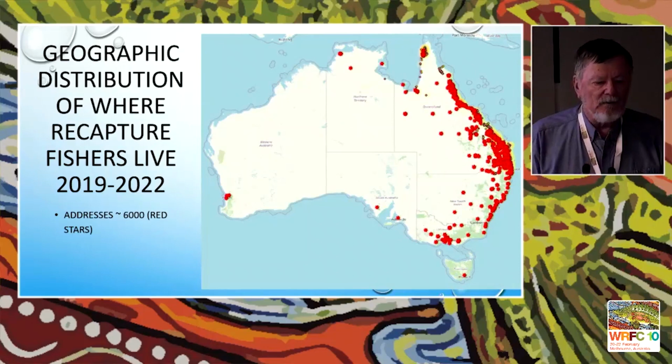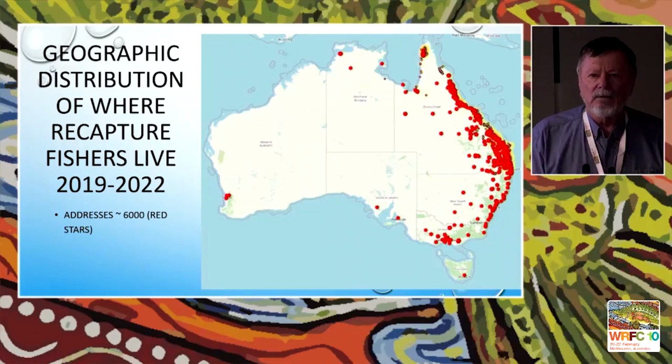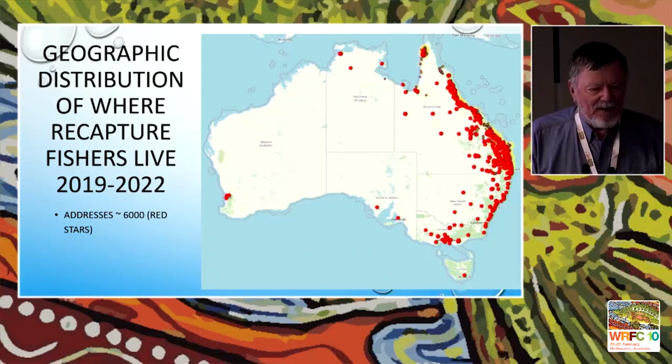But then we also see the geographic distribution of where the fishers who recapture fish live. It showed a similar distribution. Most fishers live in the same area where the fish was recaptured, within 100 kilometres. But there were also fishers from well inland. Okay, this shows the geographic distribution of those people that are recapturing fish.